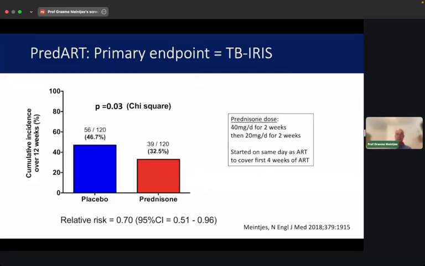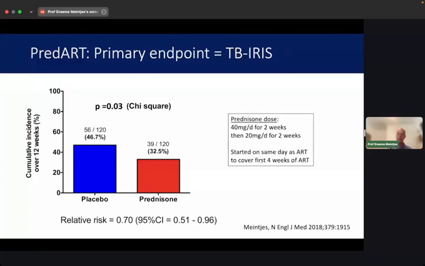And what we showed was in patients who received placebo, remember we were focusing on a high-risk group for TB IRIS, those who received ART plus placebo, the risk of IRIS was 47%. Those who received ART plus prednisone, there was a reduction, it was 33% risk of IRIS. So overall a relative risk of 0.7. So a 30% reduction in TB IRIS.